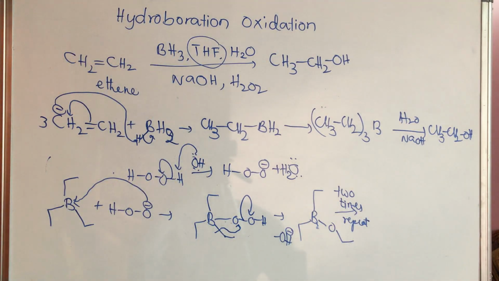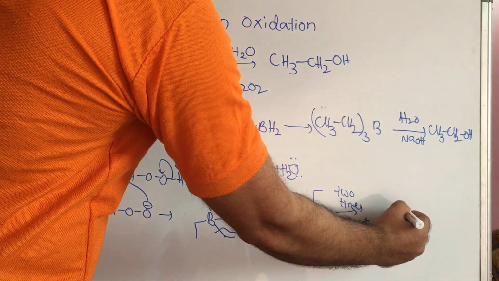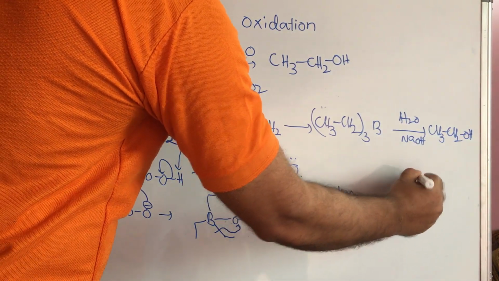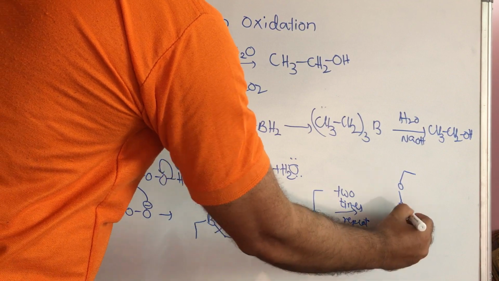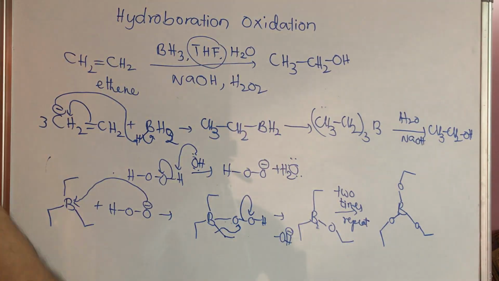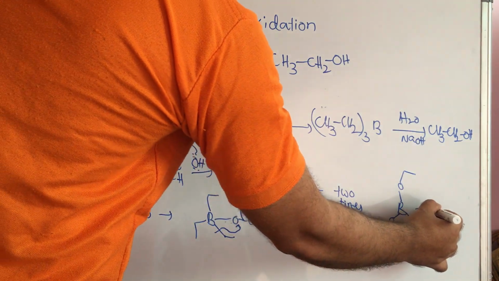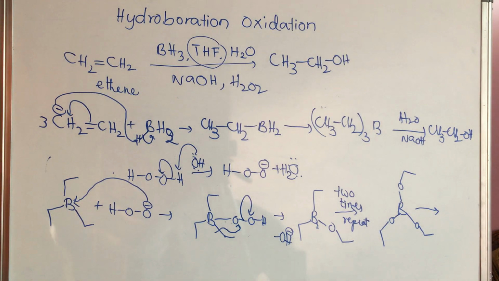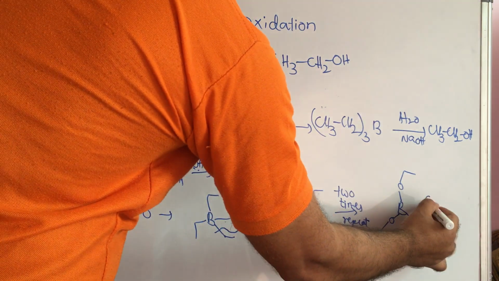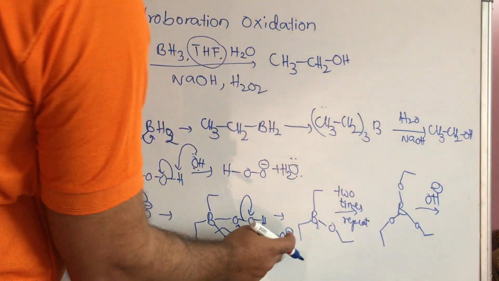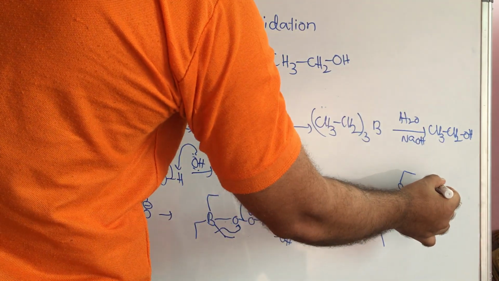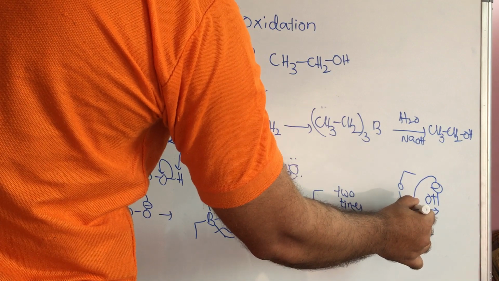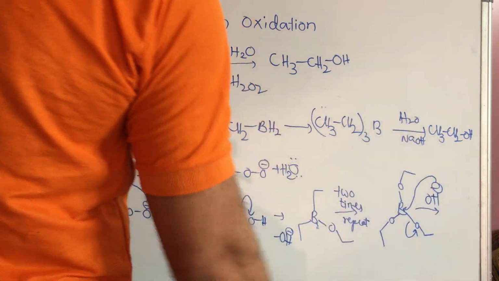This step will be repeated 2 times. Then what product will we get here? B(OEt)(OEt)(OEt), B with O-ethyl, O-ethyl, O-ethyl. This complex again reacts with the water molecule. This is OH minus. This OH minus shifts to here, and this will be eliminated.